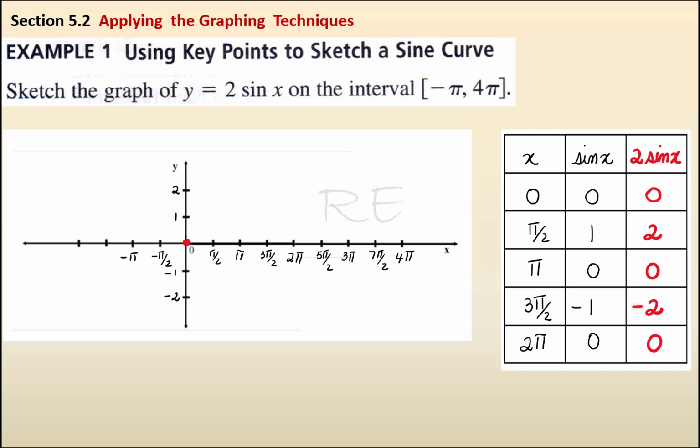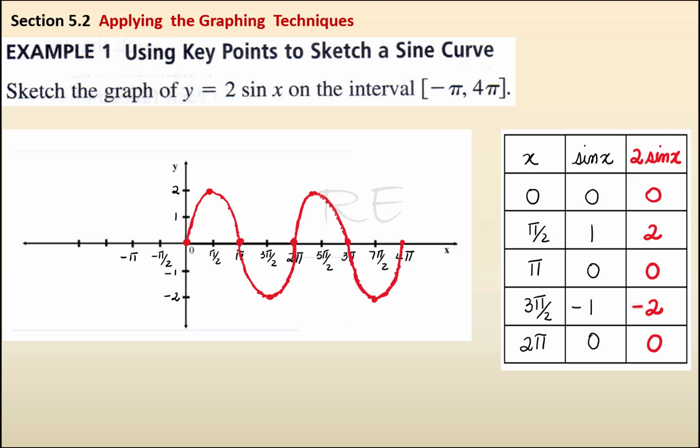Now we're going to start with 0, 0. Pi over 2 is 2. F of pi is 0. F of 3 pi over 2 is negative 2. F of 2 pi is 0. We connect those points with a smooth curve. And this is from 0 to 2 pi. This is the graph of 2 sine x.